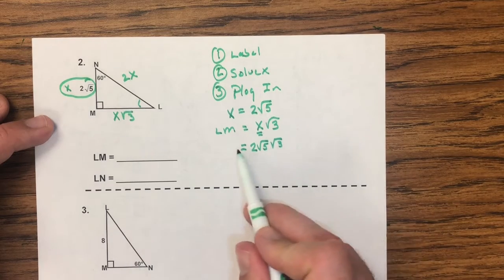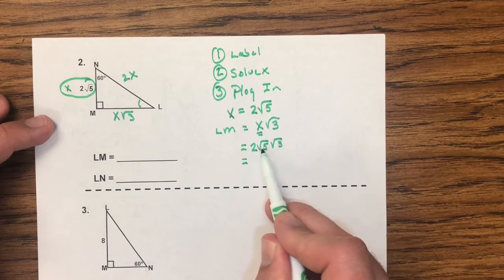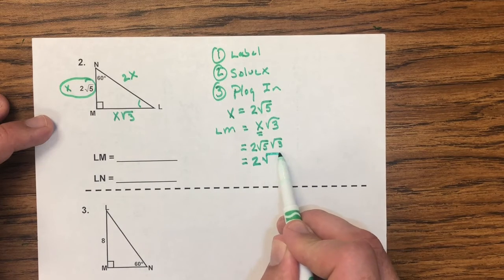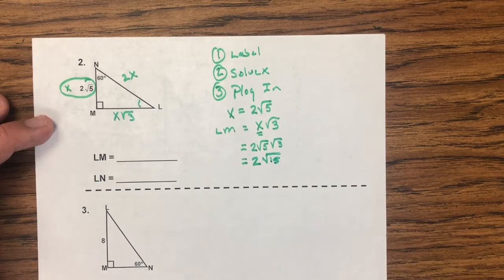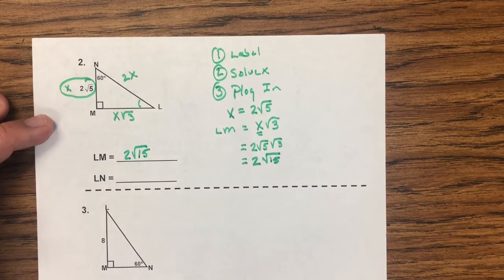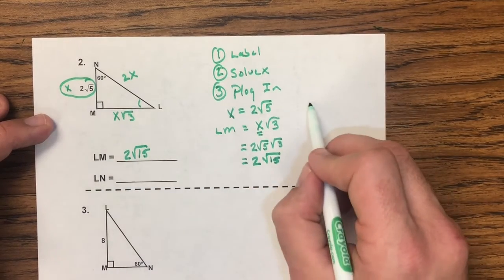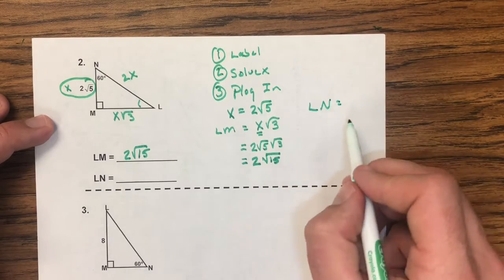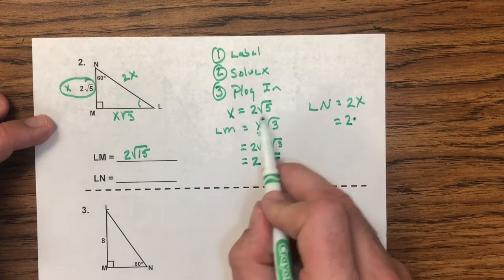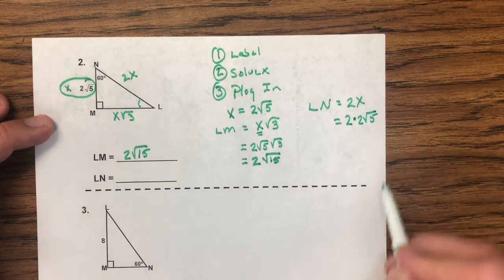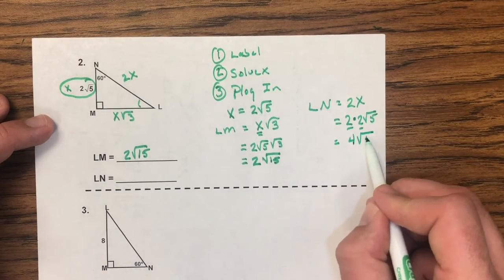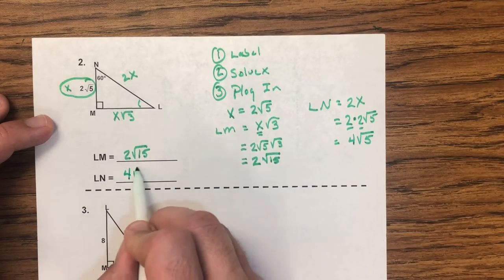Now we can clean this up because we can multiply square roots together. The 2 stays the same. 5 times 3 leaves us with 15 inside of the square root. So LM is 2 square root of 15. LN. LN is 2x. 2 times the value of x, 2 square root of 5. On this one, we multiply the 2's together, and we get 4, and the square root of 5 stays the same. 4 square root of 5.